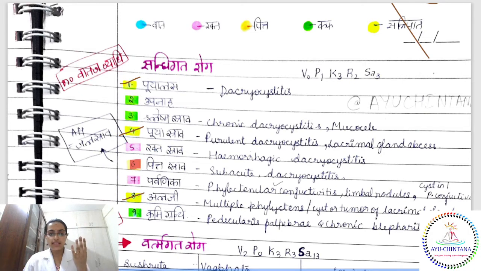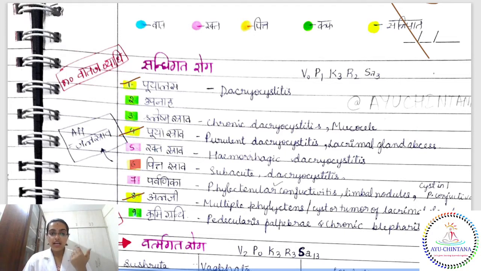Which are all those sadhya vyadhi in Sandhigata Roga? Puyalasa, Upanaha, Parvanika, Krimigranthi. Easy now? You have to make things easier and then learn, not the difficult ones you have to learn. You will not remember it if you keep on feeling it's difficult. You have to make it easy and then learn.